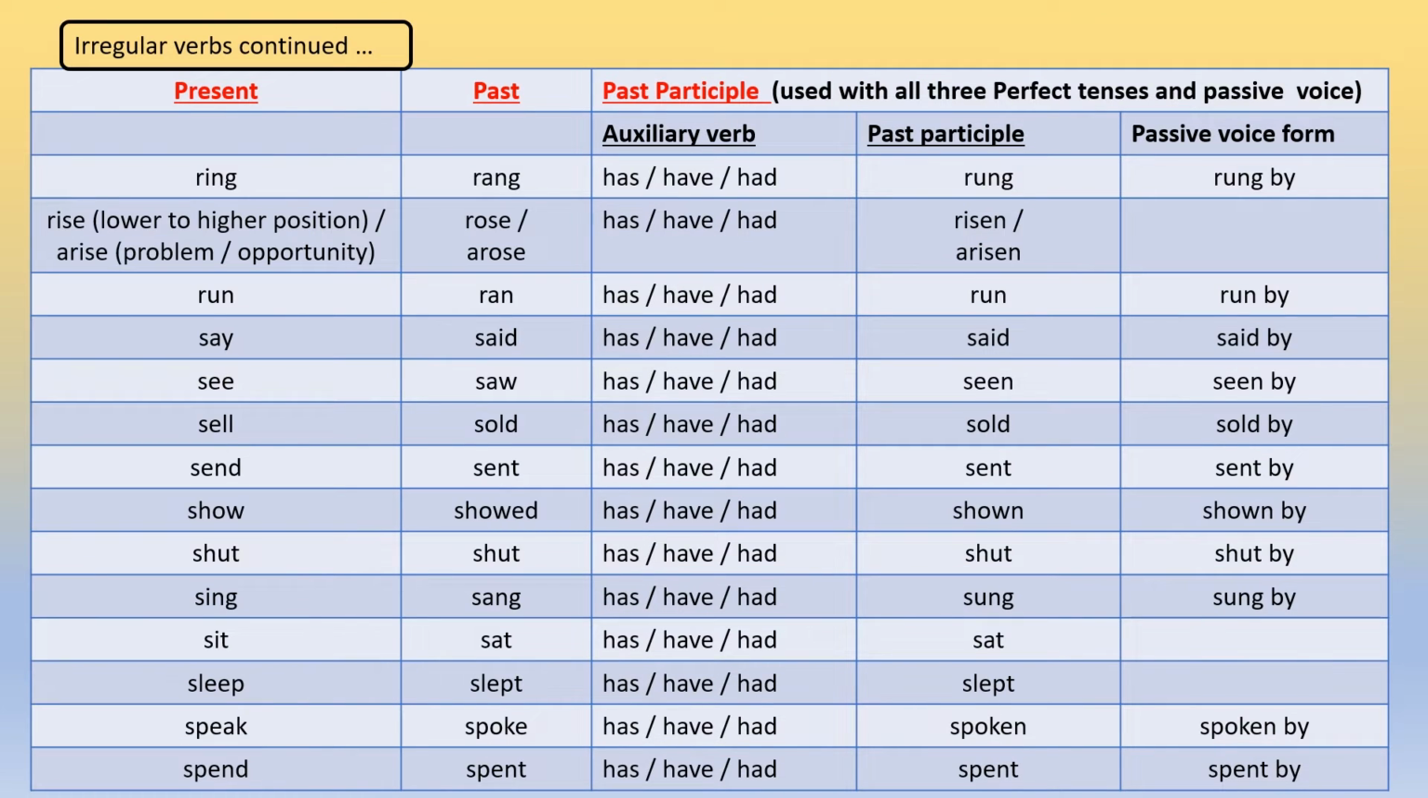Irregular verbs continued. Ring, rang, rung. Rise, rose, risen, or arise, arose, arisen. Run, ran, run. Say, said. See, saw, seen. Sell, sold. Send, sent, with a T. Sent with a T, also a soft T sound. Show, showed, shown. Shut, no change.